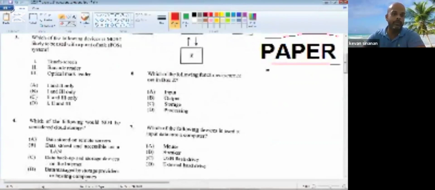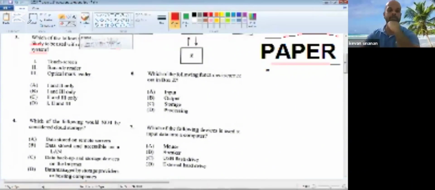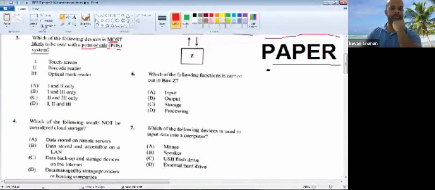Question 3. Which of the following devices is most likely to be used on a point of sale system? So the important thing here is point of sale system and most likely. Check this out here, most likely, and I will tell you why that is important. So what is a point of sale system? The point of sale system is those devices that the cashier would use. So if you were to go into a supermarket like Massy Stores or Extra Foods, you would hear every time the cashier scans your product, you hear beep, beep, beep.